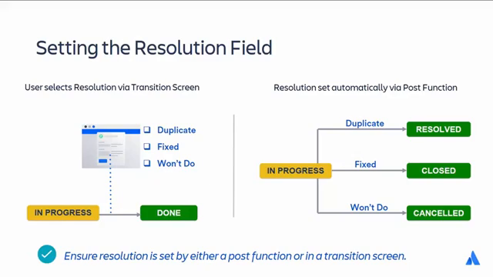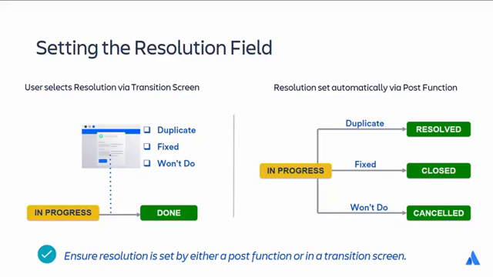There are 3 outgoing transitions from the in-progress status to 3 different statuses. Each one sets a different resolution automatically. The resolution is set automatically to duplicate when going to the status resolved. It is set to fixed when going to closed, and to won't do when going to canceled.